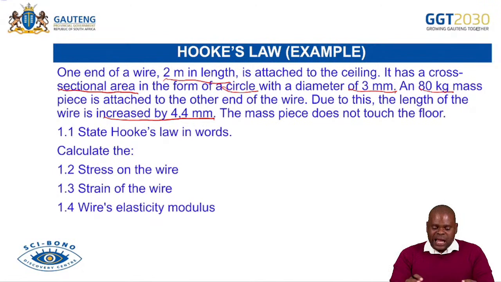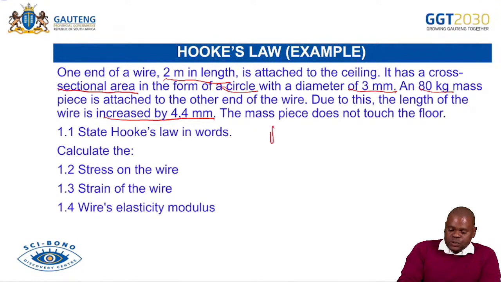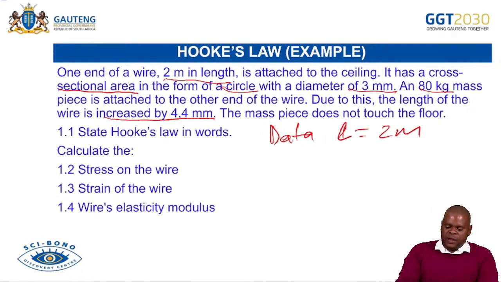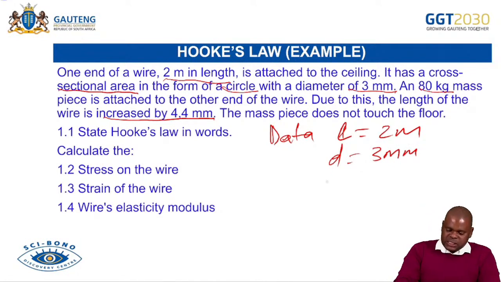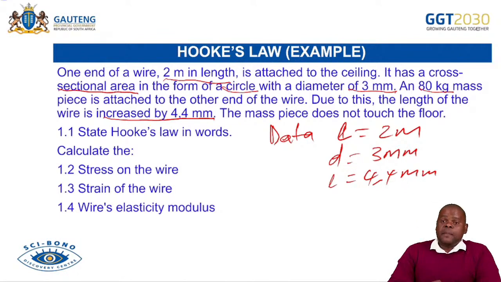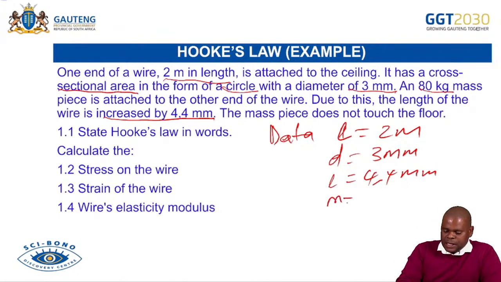And when you have a question like this, grade 12s, the first thing that you need to do is to write down the given data. The data that we are given is: length of 2 meters, diameter of 3 millimeters, and the length is now increased by 4.4 millimeters. And we have a mass of 80 kilograms.